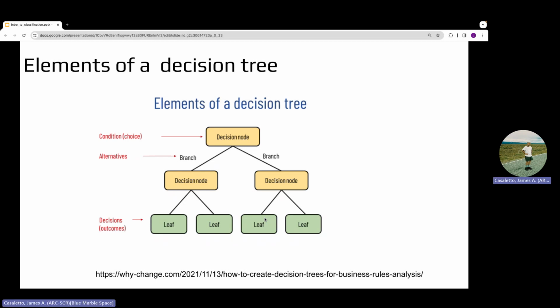The questions do not need to be binary. In other words, they don't have to have two possible answers. They happen to in this diagram, but they can have multiple answers, as we will see in the next slide.